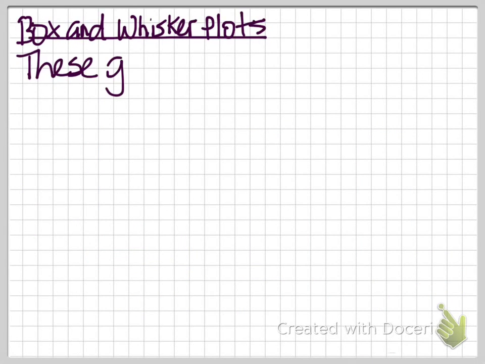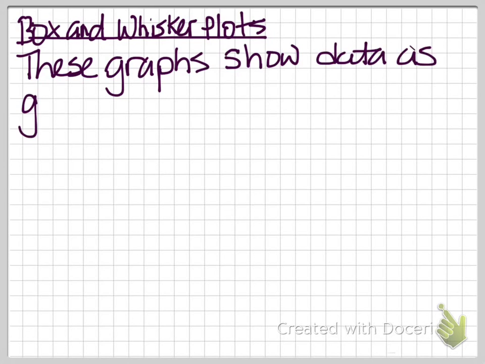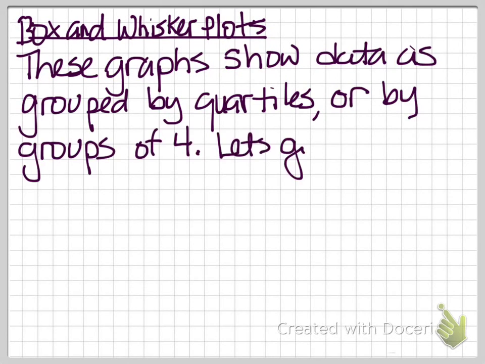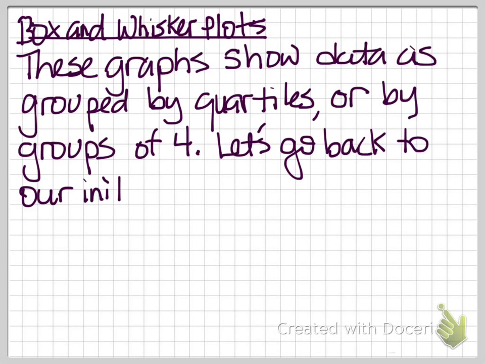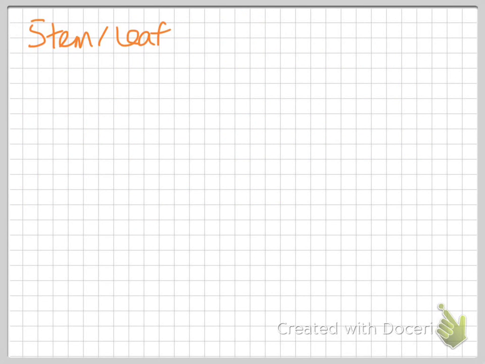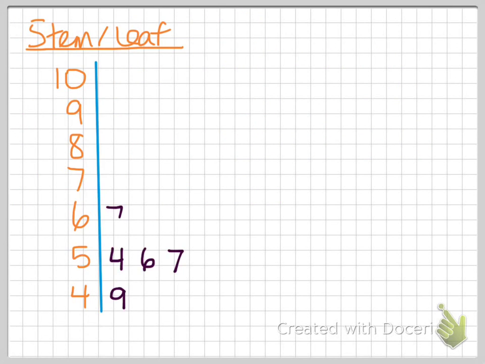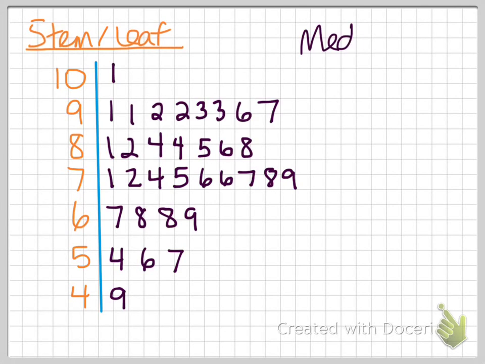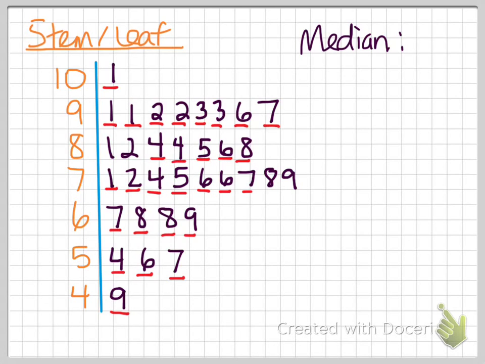Now let's talk about box and whisker plots. Box and whisker plots are graphs that show data grouped by quartiles or by groups of 4. Let's go back to our histogram data. I'm organizing this in a stem and leaf plot because, again, I think this is an easier way to calculate it. Now I'm going to find the median, which I find to be 79.